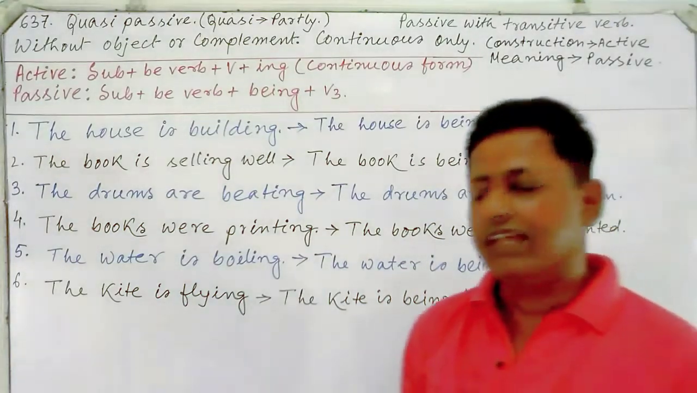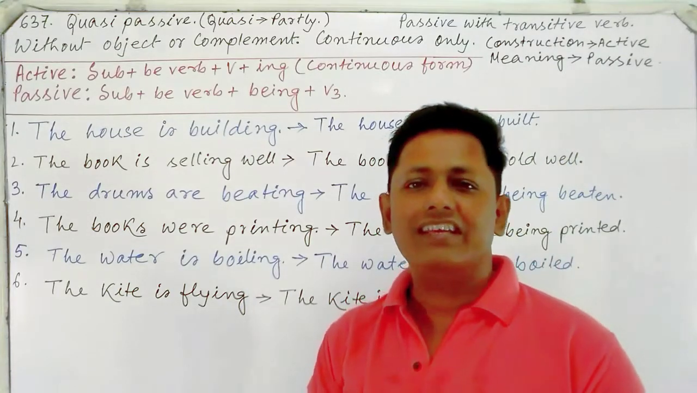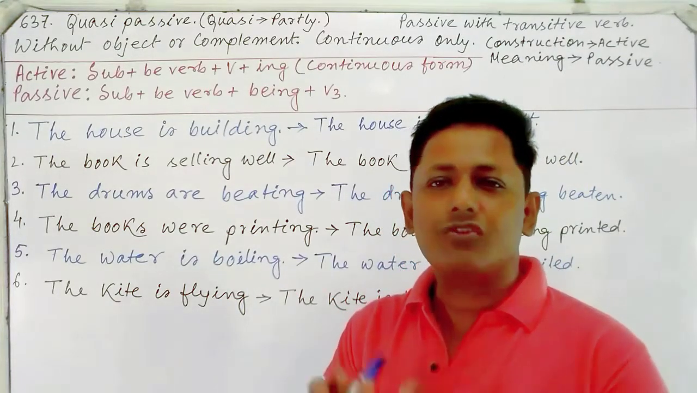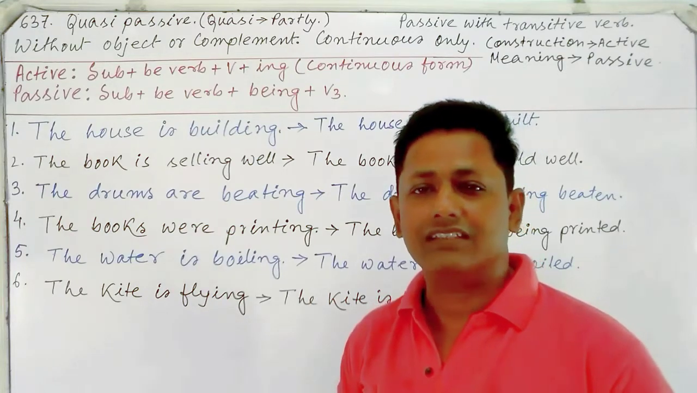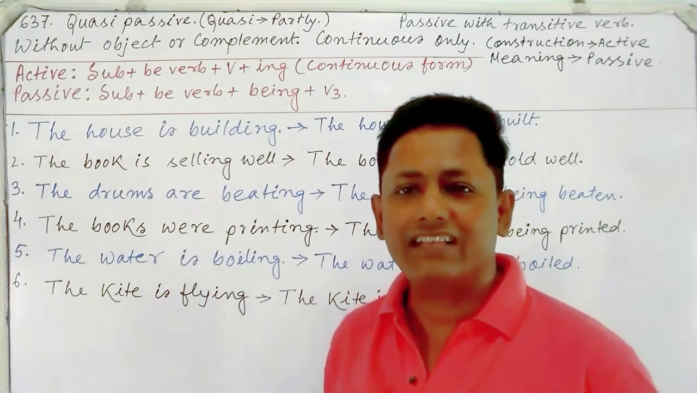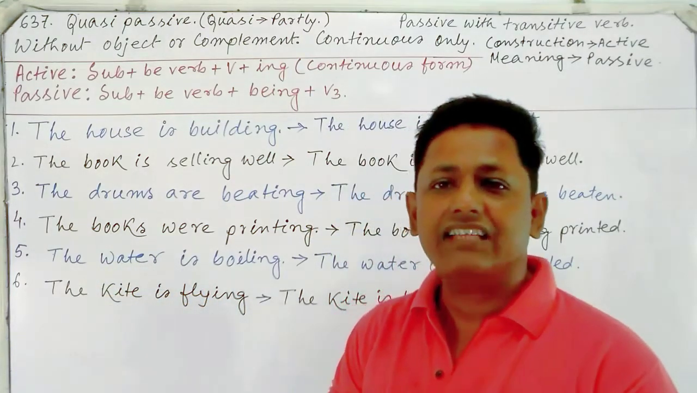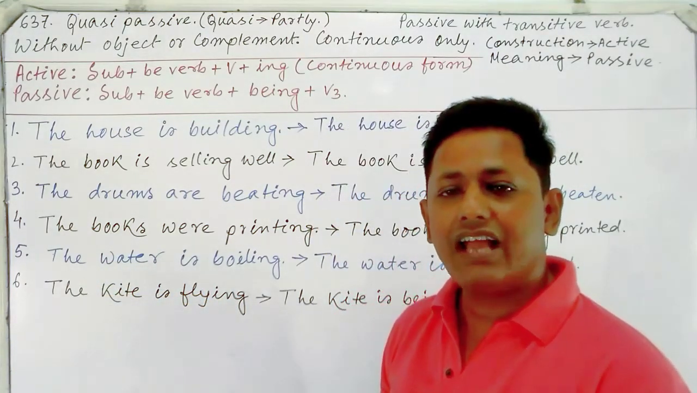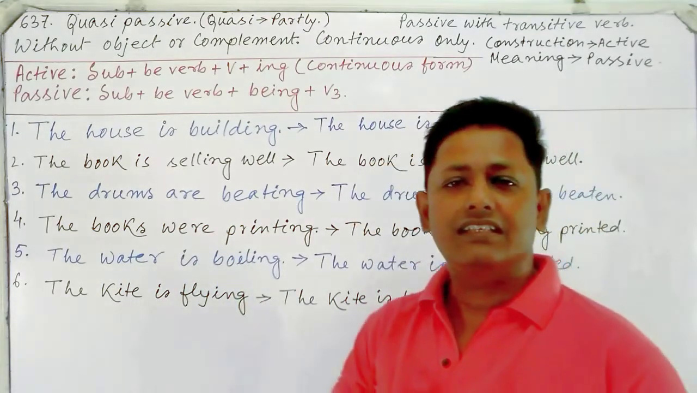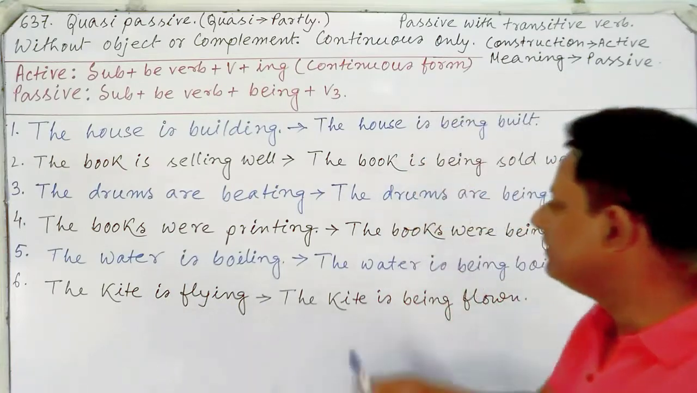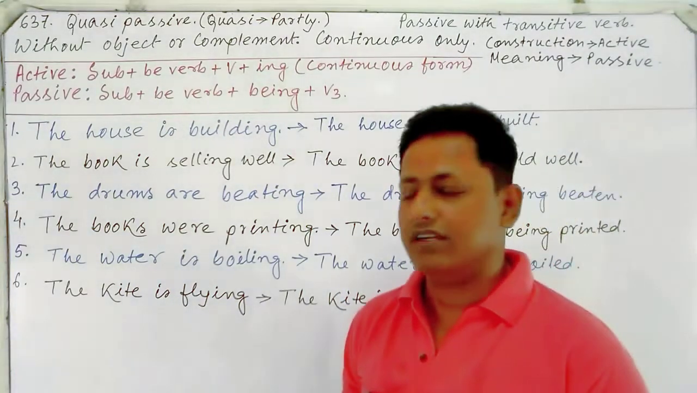Now it's clear. The next example is: the water is boiling. Water is not the agent. Water is not the doer of action. Water is not doing any action. So, water is actually receiving the action. The passive form of this pattern will be: the water is being boiled.